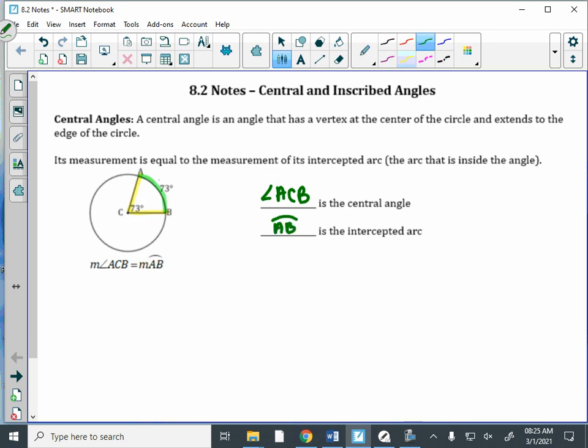It's important to note that the measure of the angle is always equal to the intersected arc. So in this example, if the angle is 73, the arc is 73. If the arc is 73, the angle is going to be 73. The central angle and the arc are always the same. Let's practice this a bit.